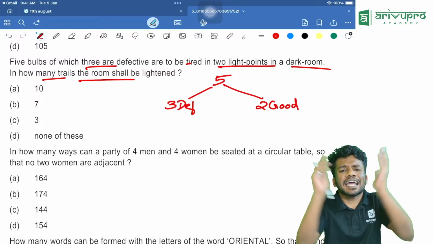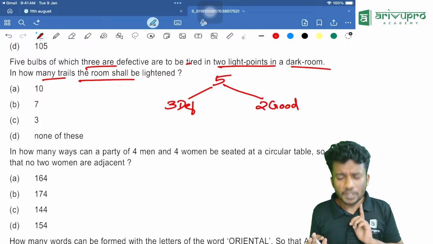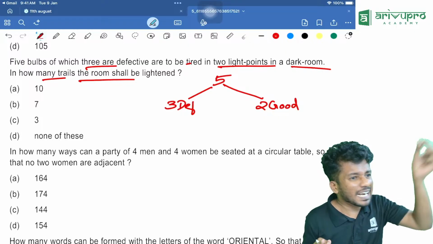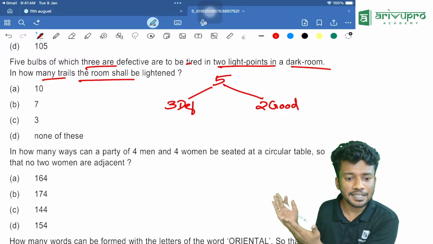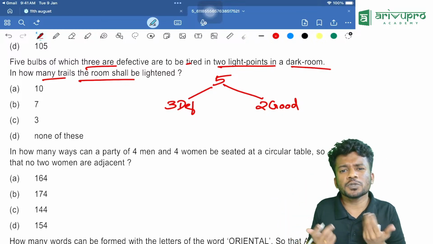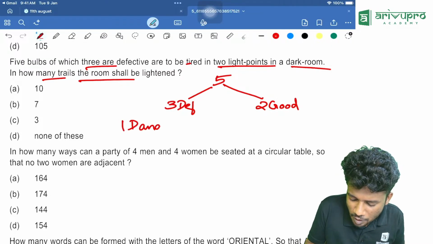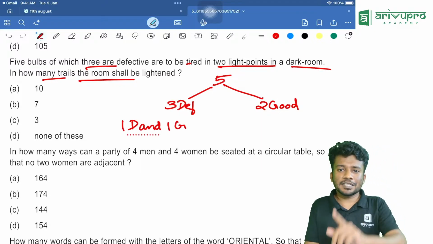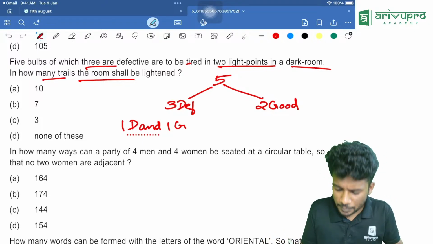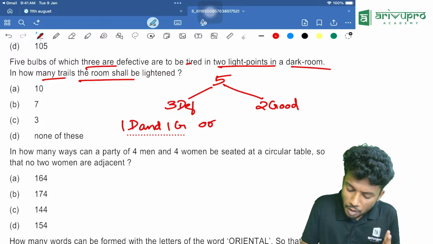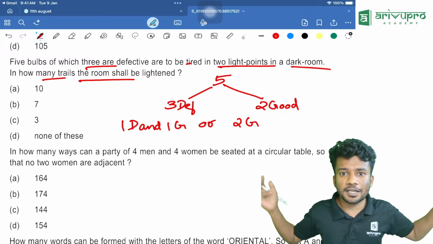Now, in order to light this room, think about it. We have only 2 plug points to connect the lights. We need to light the room, right? If you are studying, you need the light. That means how many ways can we do that? If one light is defective and one light is good, then there will be light in the room, correct? Or the second option is both the lights are good. Both good means more light, but light is there.